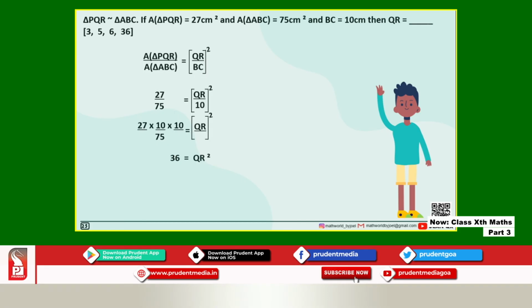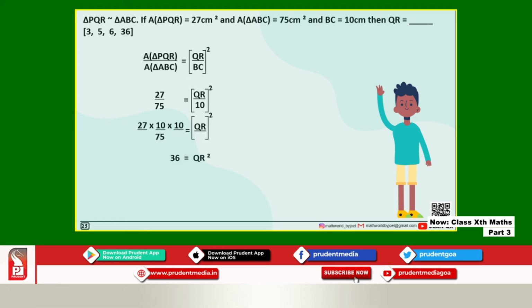Okay, so here I have another one. PQR and ABC are similar. If the area of triangle PQR is 27 and the area of triangle ABC is 75 and BC is equal to 10 centimeter, then QR is equal to dash. So again, the understanding of the entire proof is written there. All I have done is try to solve it the same way.